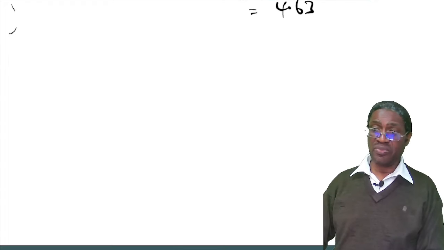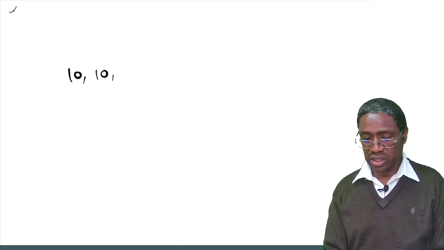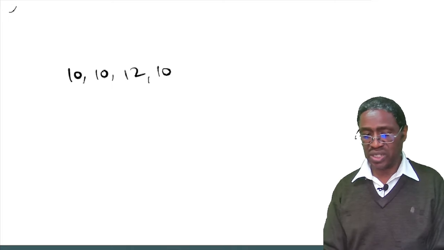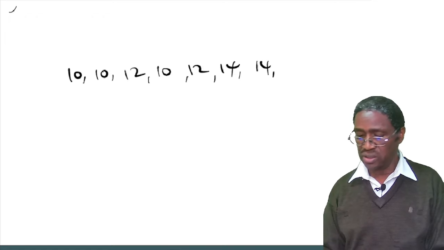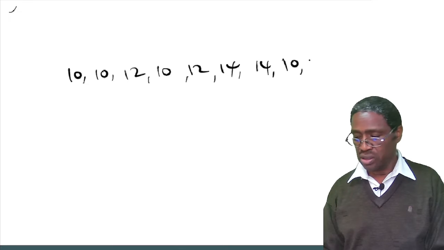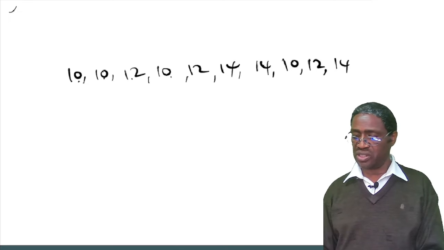Let me introduce something, but before I give it the subtopic, let me develop a concept first by giving a simple illustration. Don't write. The following were the returns from a single investment over a period of 10 years. 10%, 10%, 12%, 10%, 12%, 14%, 14%, 10%, 12%, and 14%. Let me see whether they are 10. 1, 2, 3, 4, 5, 6, 7, 8, 9, 10.